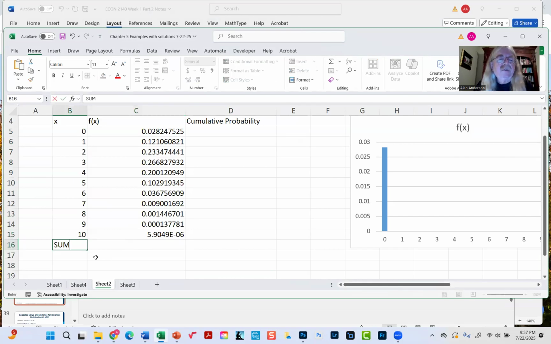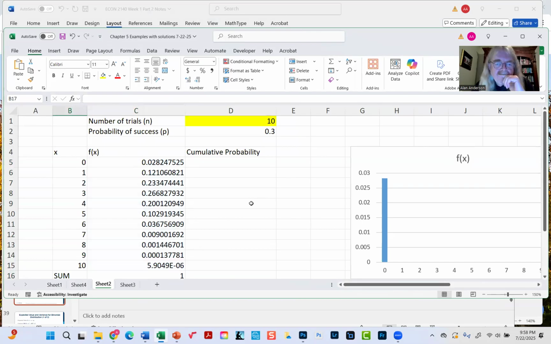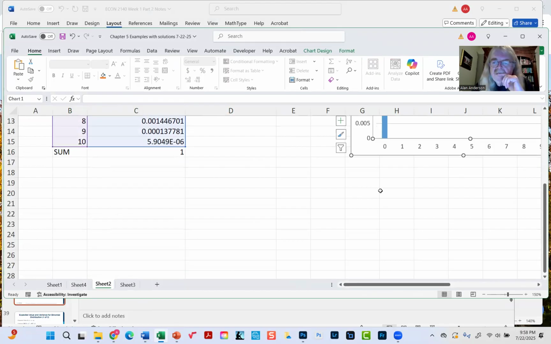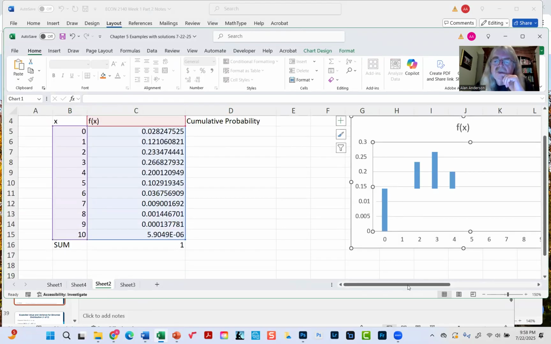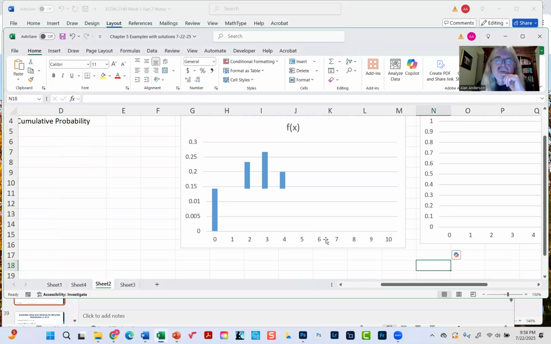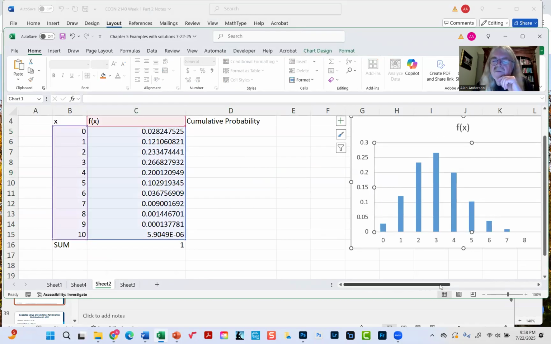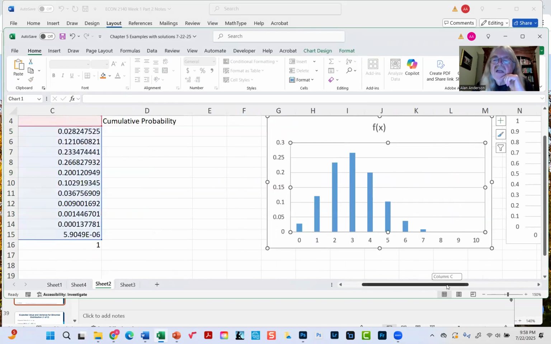So if we add these up, there might be a rounding issue here. Let's see what happens. No, it's fine. All right, now the cumulative. Oh, that's weird. It doesn't seem to want to fill in my graph. I don't know what's going on here. There it is. So those are the actual probabilities.